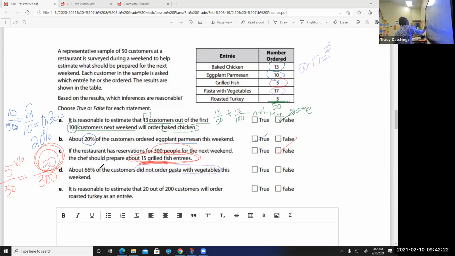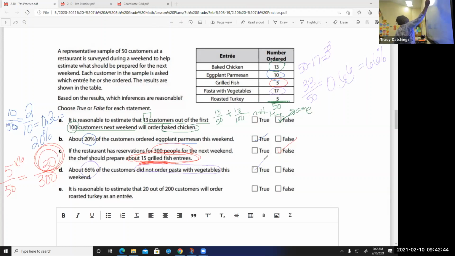All right, and they found the percent, so let's go ahead and find the percent. So that'll be 33 out of 50 people. 0.66. So as a percent, that will be 66%.